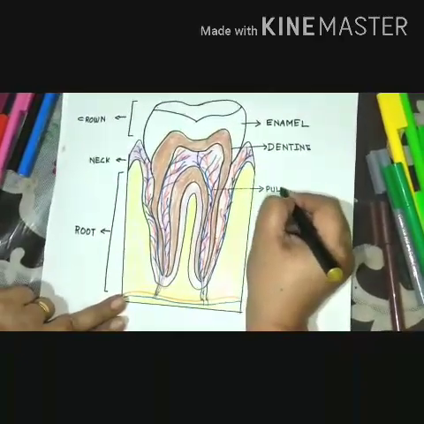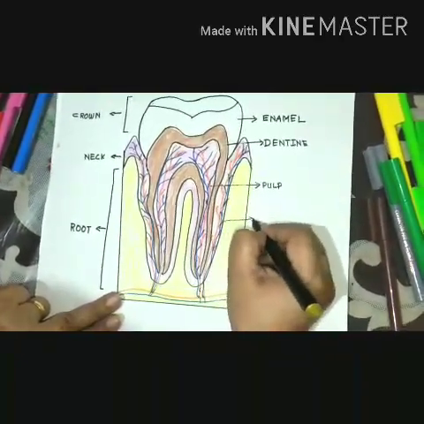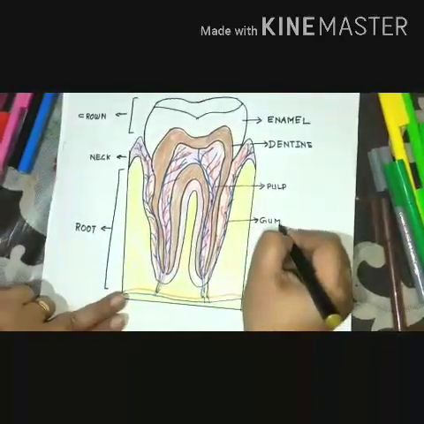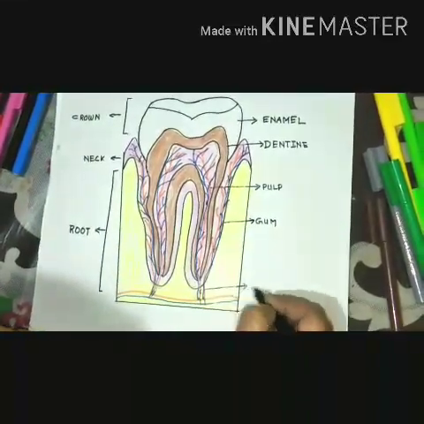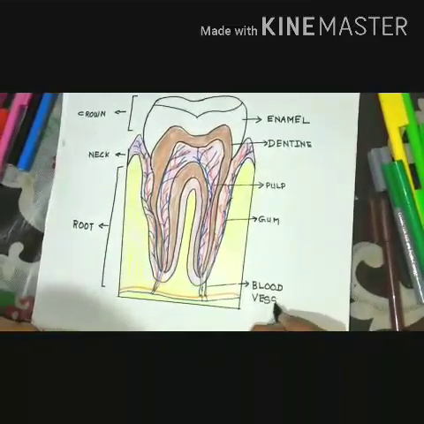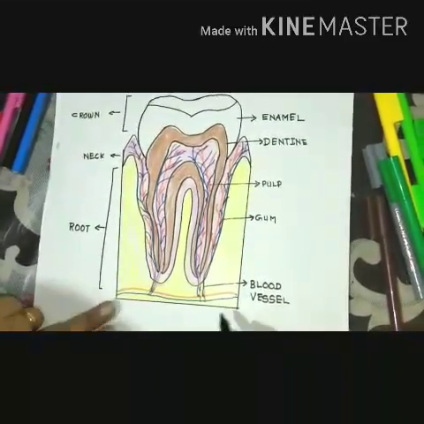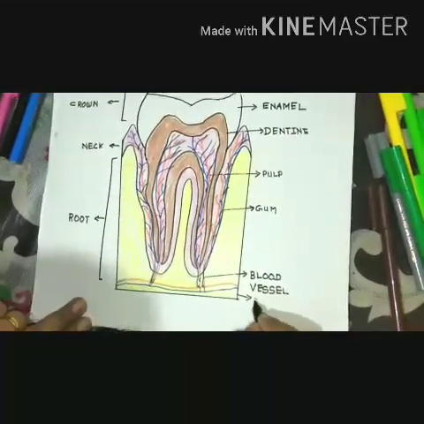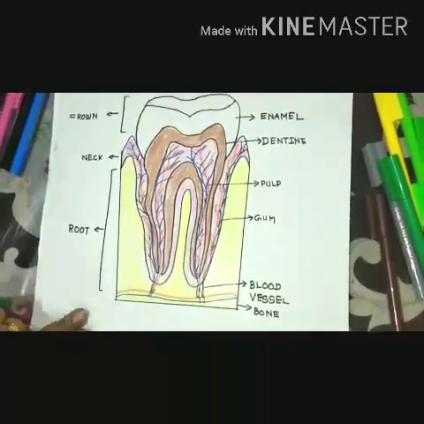Below the enamel is the next layer, that is known as dentine. Then below the dentine is the pink color portion, that is the pulp, and blood vessels are present inside the pulp. That yellow portion is the bone.